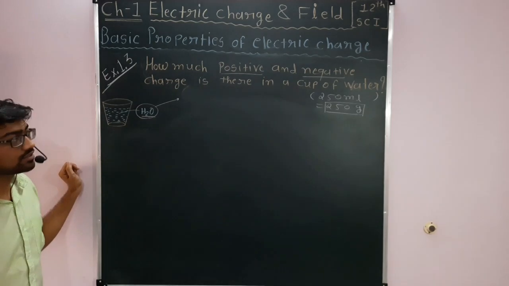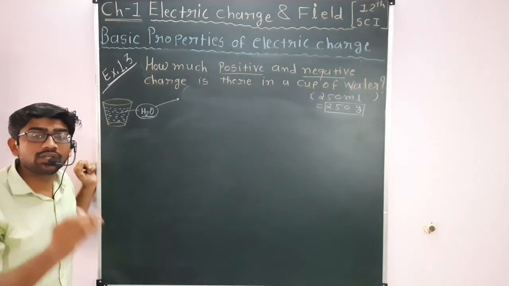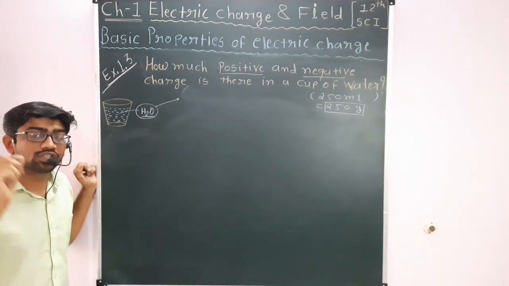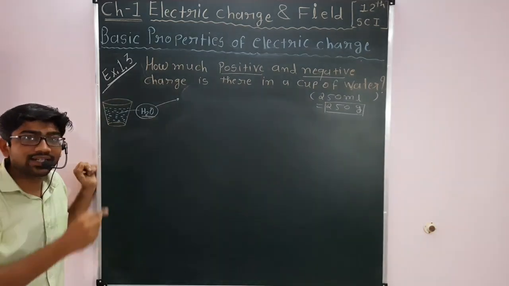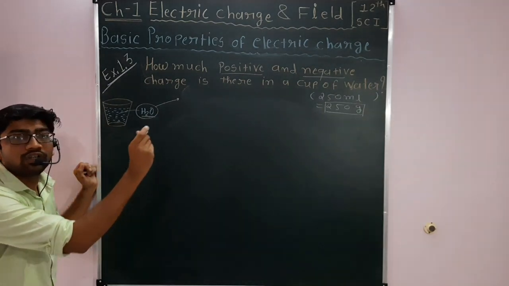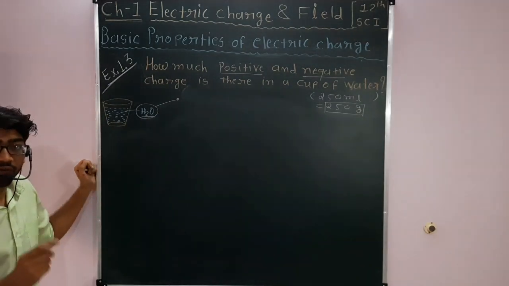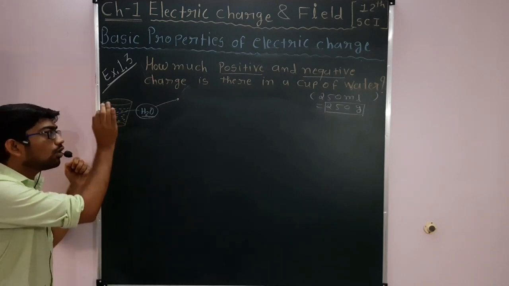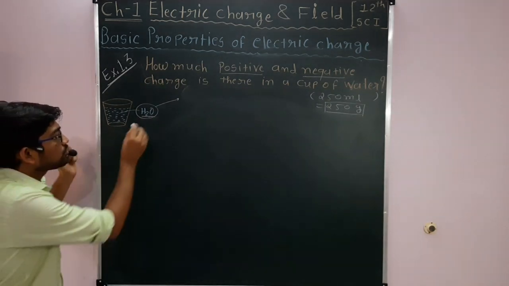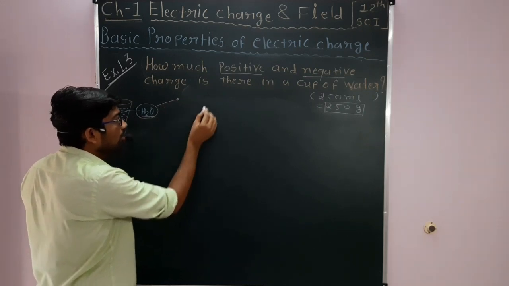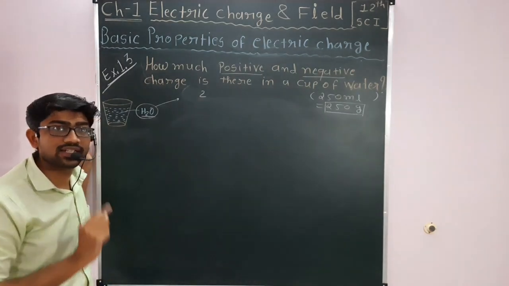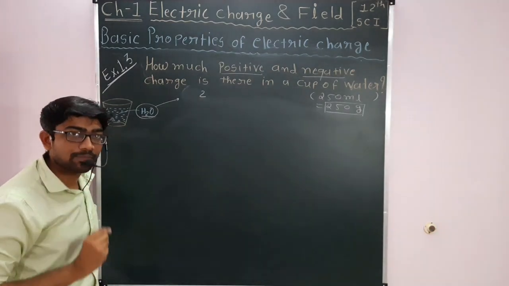Proton has positive charge, electron has negative charge. In every molecule, protons and electrons are present. So if we find the number of protons and electrons available in water, then we can say this is the amount of charge. First of all, we find the total number of electrons or protons present in water. How can we find this? In one H2O molecule, 2 hydrogens are present, and in each hydrogen, because the atomic number is 1, 1 proton and 1 electron are present.